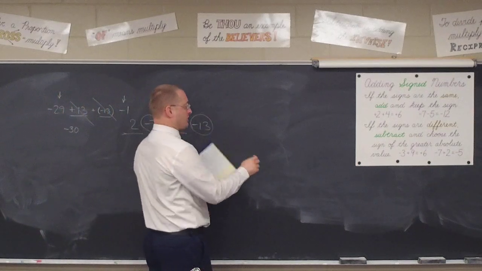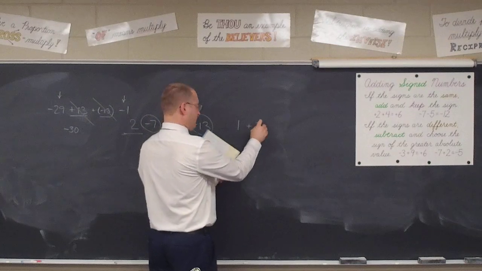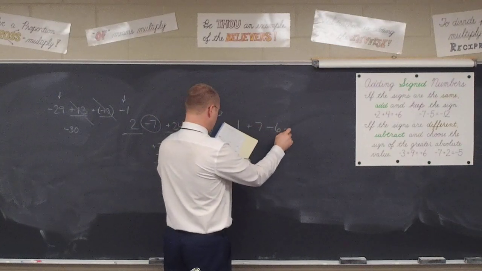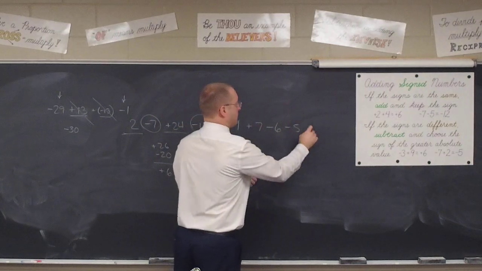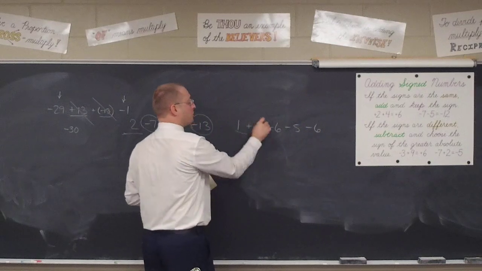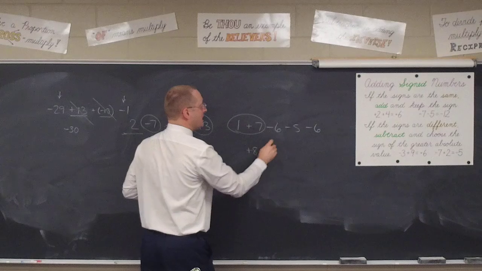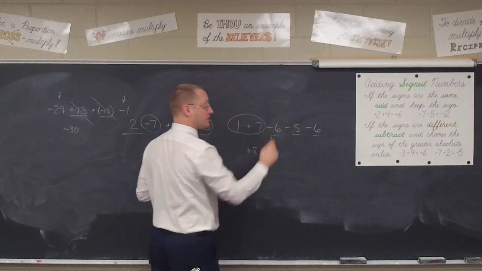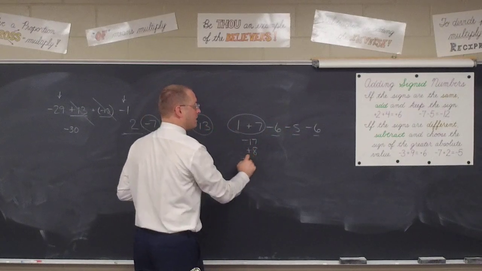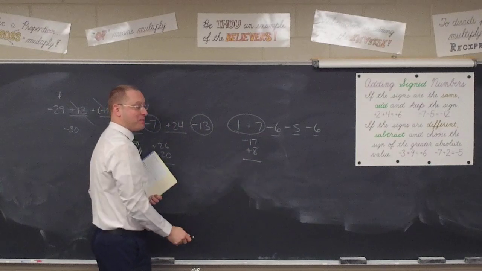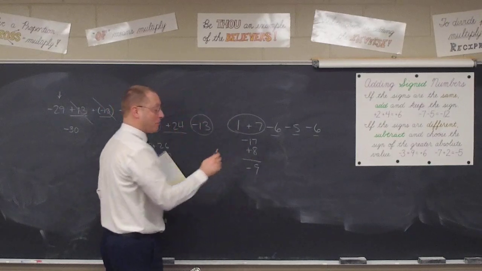Looking at number 19. Say it with me, class. 1, positive 7, negative 6, negative 5. Stay with me. Negative 6. Your two positives. Positive 1, positive 7, class. 8, positive 8. Negative 6, negative 5, negative 6, 17. Negative 17. Put negative 17 with positive 8, we get negative 9. Negative 9 when we subtract, keep the sign of the greater.